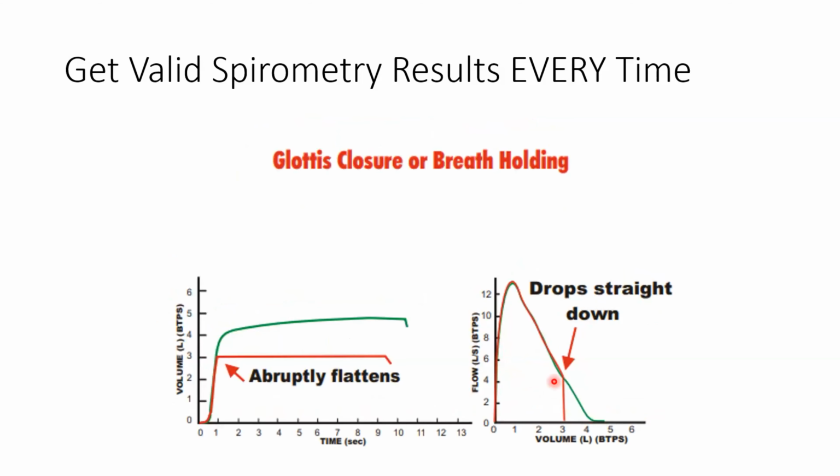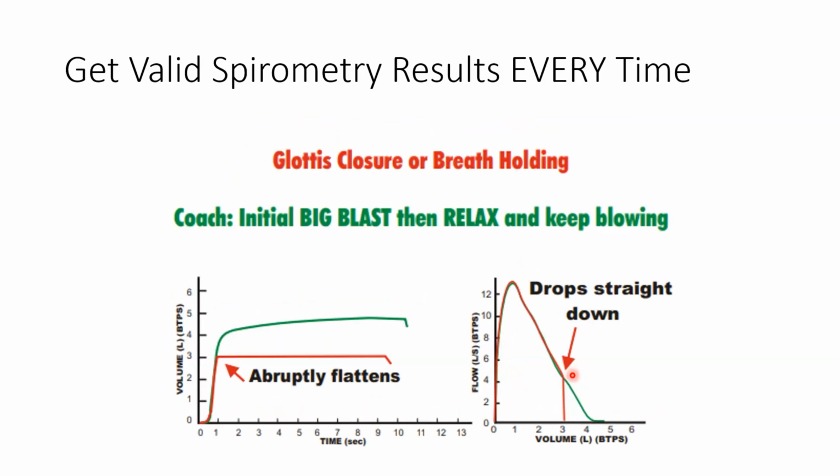Okay, glottic closures, quitting early. Okay. You can tell them to relax. They need to make sure that there's a forceful blast that's all the way past that FEV1, but they can relax, particularly if they're forcing so hard that they're turning red and their eyes are bulging and their neck veins are bulging. They can back off the pressure, but keep blowing until everything's gone.